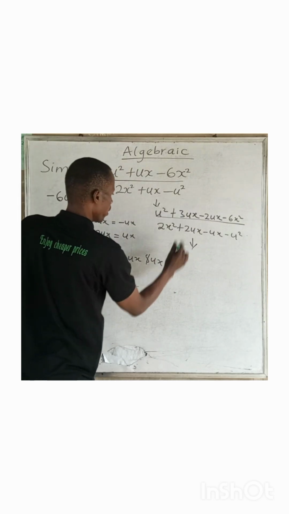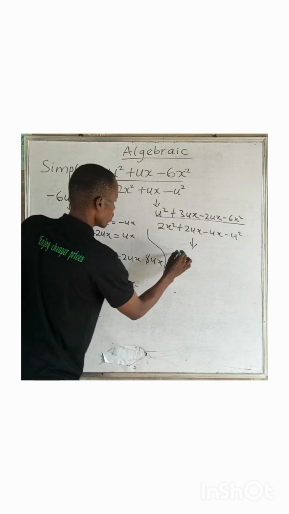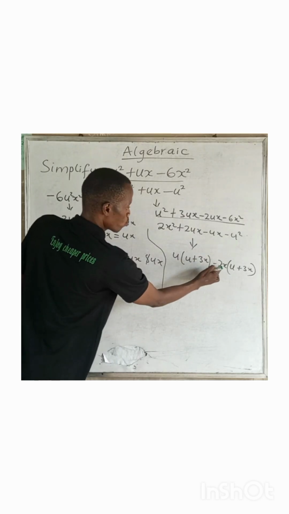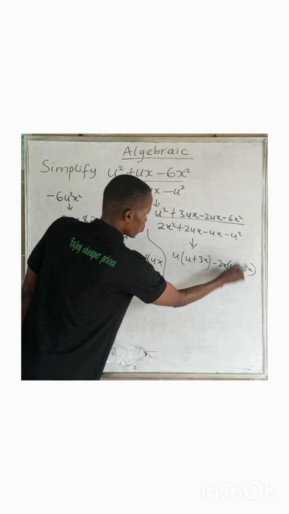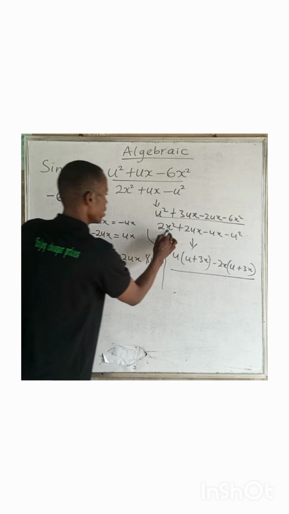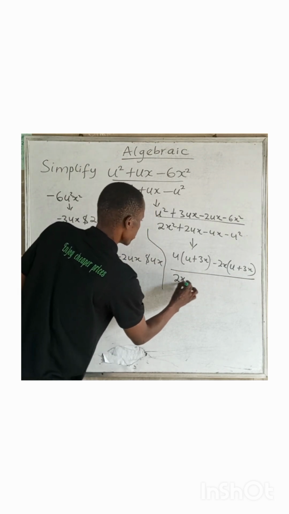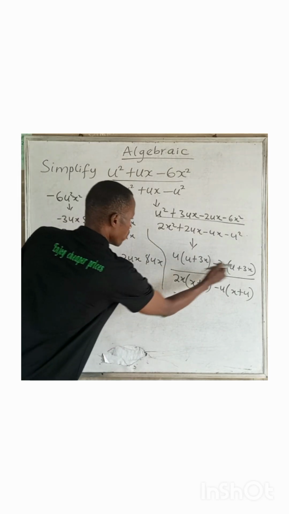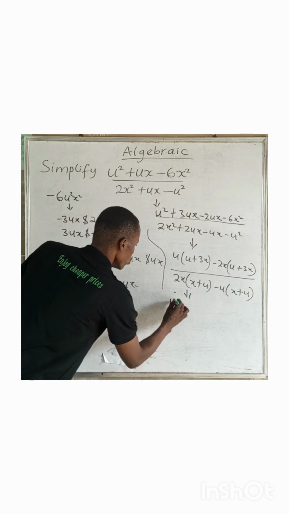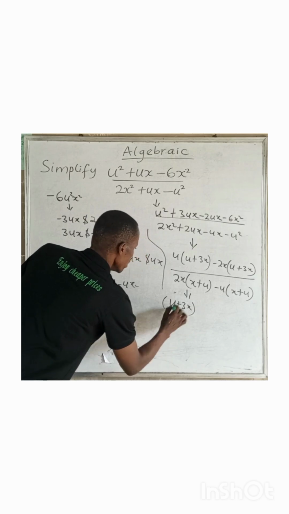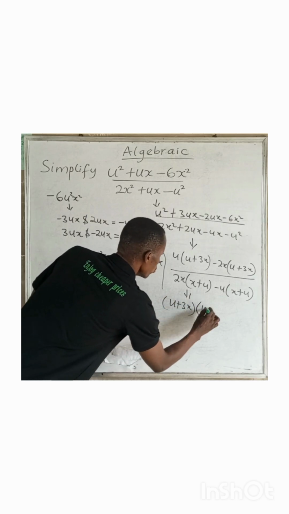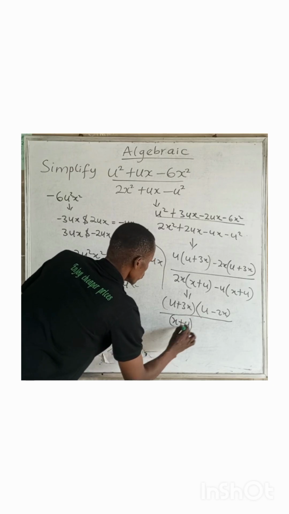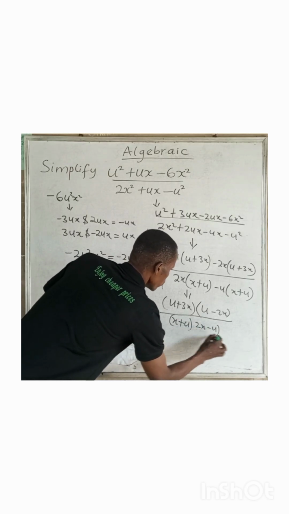Now, u is common here. We bring it out, then we have u plus 3x. Now, minus 2x times this, we have minus 2x times u, and minus 2x times 3x gives minus 6x squared. Over this one, x is common, so we have x plus u. Now, going forward, this is common, this is common. So this gives us u plus 3x into u minus 2x over x plus u into 2x minus u.